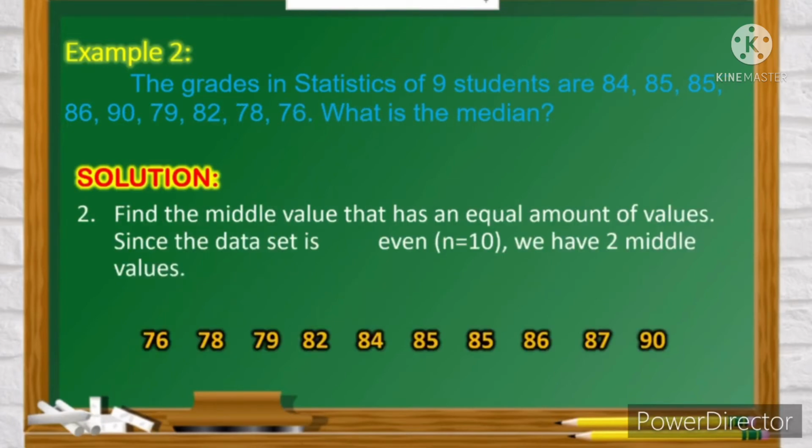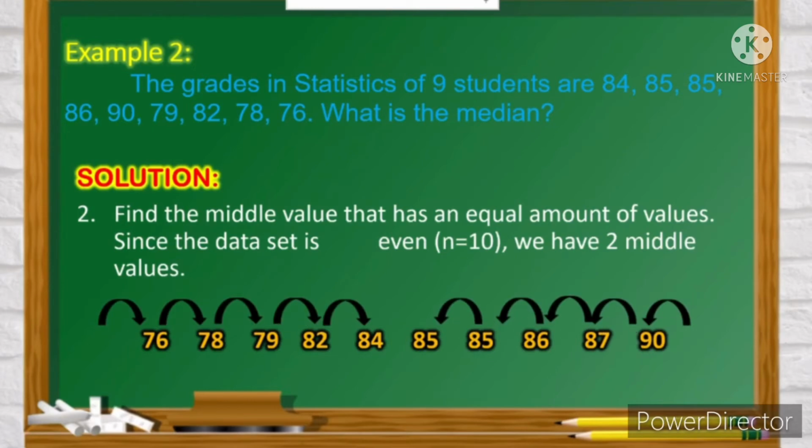Next, find the value that has an equal amount of values on each side. In this example, we can observe that the data set is even. If the data set is even, we have two middle values. Let us find out which are they. In this example, we have two middle values, which are 84 and 85.